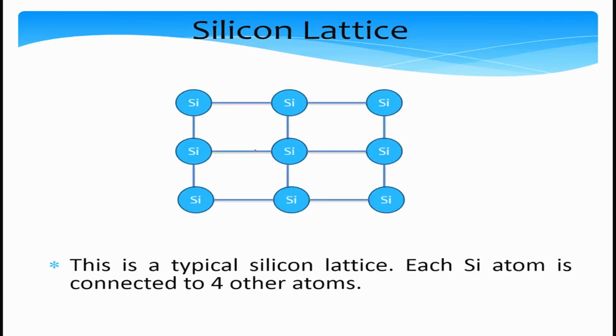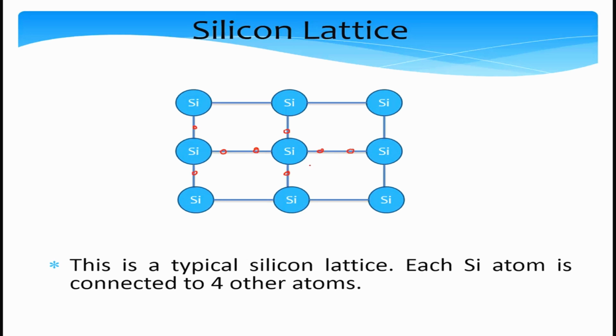So how is a typical piece of silicon organized in terms of its basic atoms? Silicon is a group 4 element, so it has 4 electrons in its outermost layer. Similarly, other silicon atoms also have 4 electrons. So essentially 4 plus 4 becomes 8, and they form these covalent bonds and arrange themselves in a lattice.